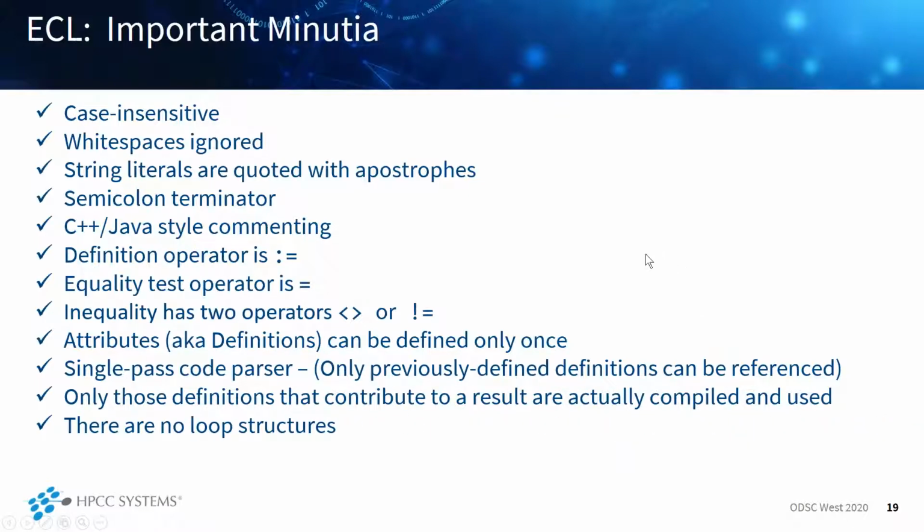And finally, there are no loop structures, right? So we're going to be talking about how do we process a data set? How do we start at the first record of a data set, go to the last record of a data set, and how do we process all the records in between? We don't use loops. We use something that's a lot more compact and a lot more, well, in my opinion, a lot more intuitive.